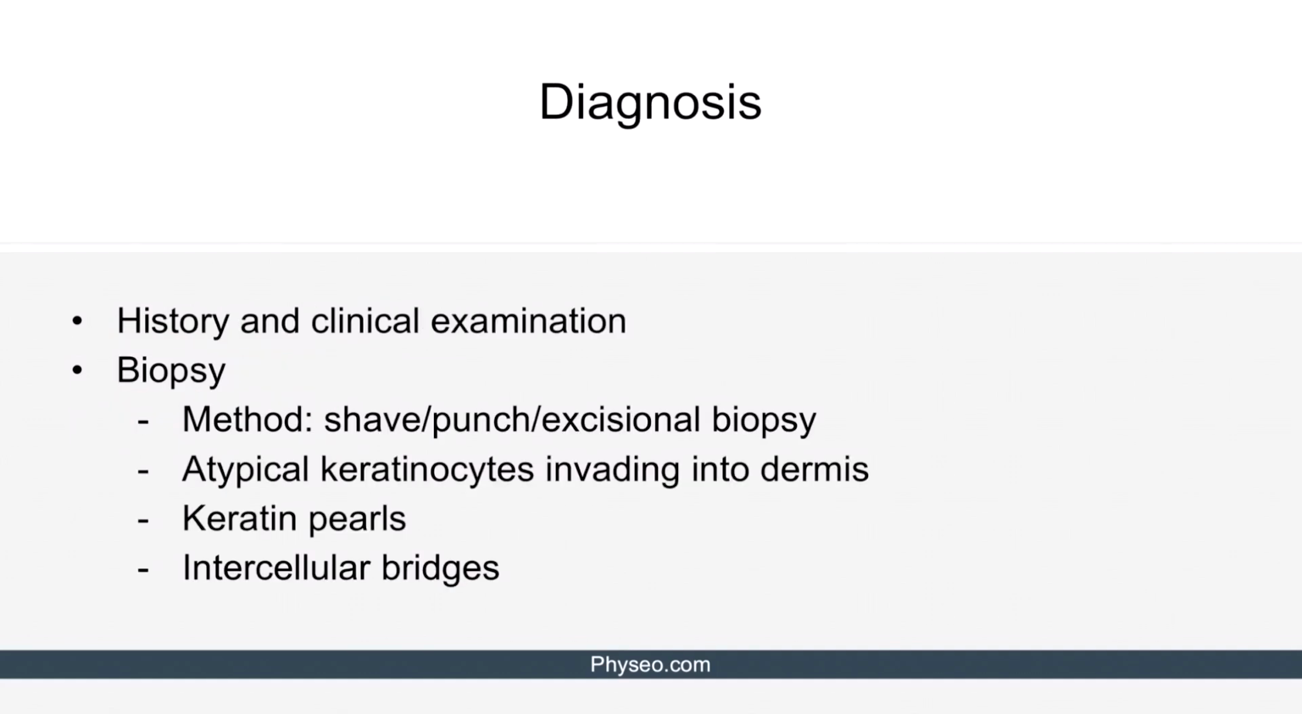The diagnosis can be made on the basis of history and clinical examination. However, skin biopsy is diagnostic and is performed for confirmation as well as part of treatment. And various biopsy techniques can be used, such as shave biopsy, punch biopsy, or an excisional biopsy. And on histopathology, you can see these atypical keratinocytes, as well as keratin pearls and intercellular bridges.